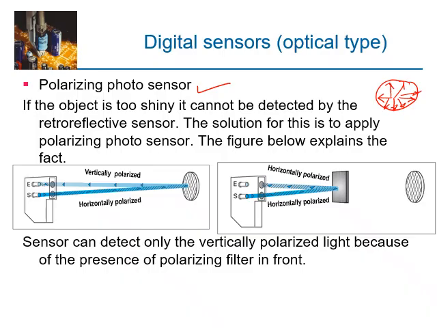It doesn't have the capability of changing the polarization from horizontal to vertical. So it will still send back the horizontally polarized light. And as the filter is a vertically polarized light filter, the filter will block this light, and the sensor will not be able to detect the light. So this is how you can still detect a reflective object with this mechanism.